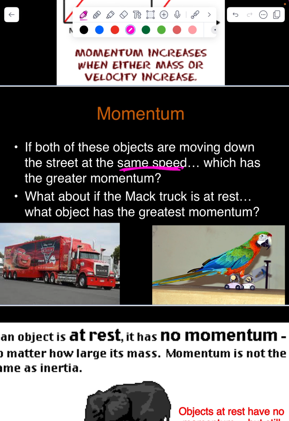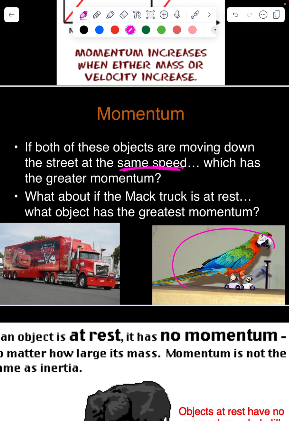Are they going to have the same momentum? Absolutely not. The Mack truck will 100% have a greater momentum because it has so much more mass. But what if that Mack truck comes to a stop and the McCall keeps going? Who will have a greater momentum then?